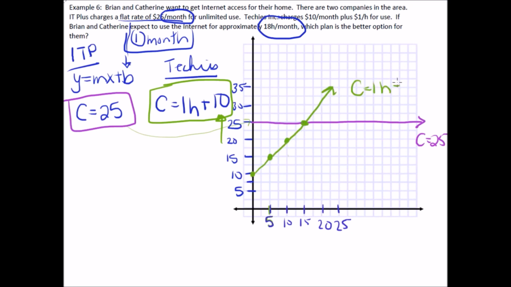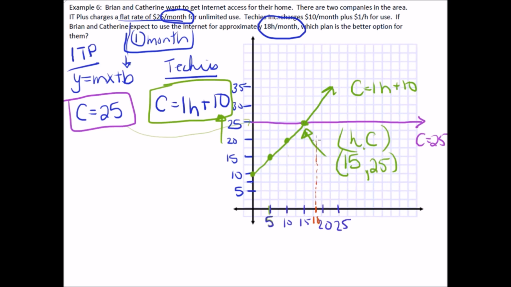C equals 1h plus 10. So this point of intersection right here is 15, 25. So at 15 hours, the cost is going to be 25. The question is if they're going to use it for 18 hours per month. So what we want to do is look up 18. 18 is approximately right here.